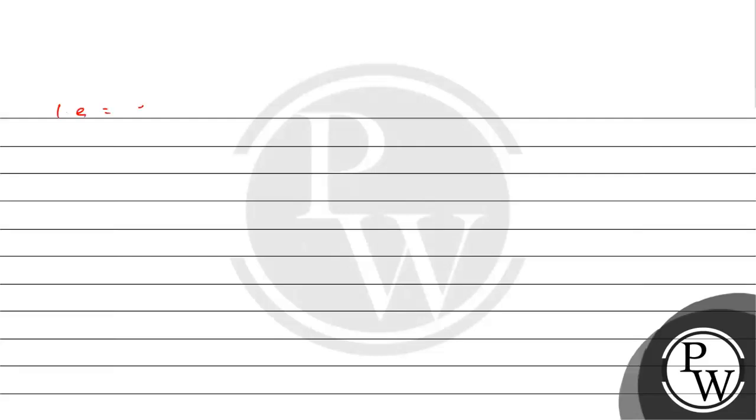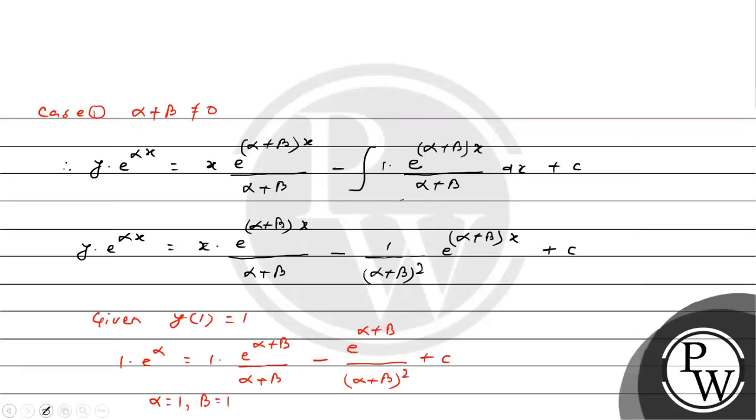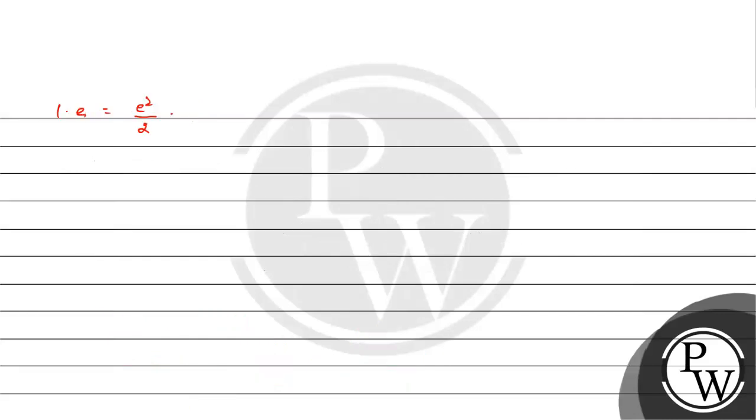into e squared by 2 minus e squared by 2 whole squared plus c, that is e equal to e squared by 4 plus c. Therefore, the value of c becomes e minus e squared by 4.